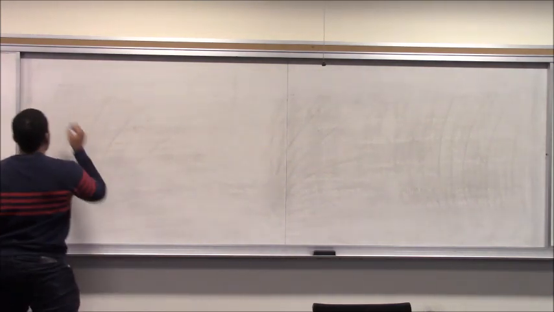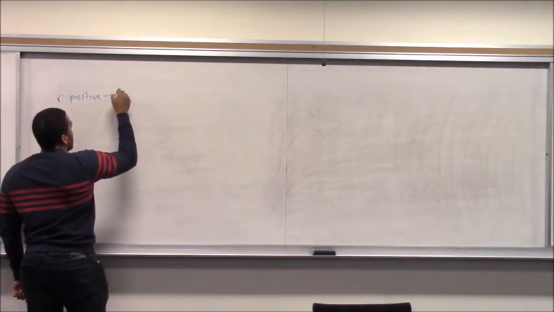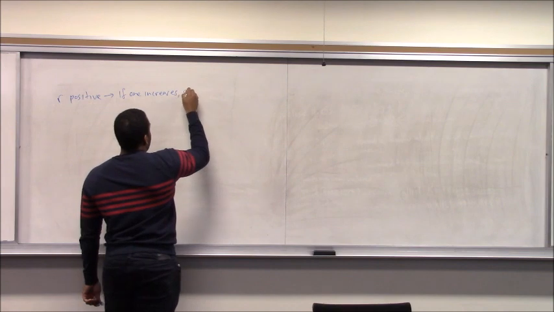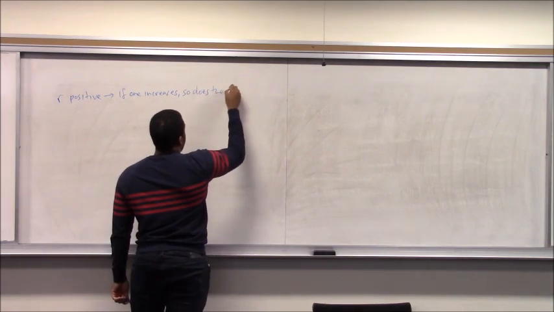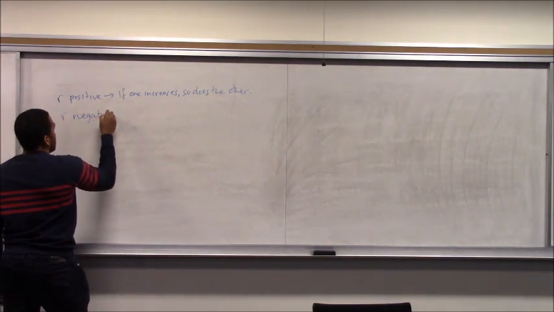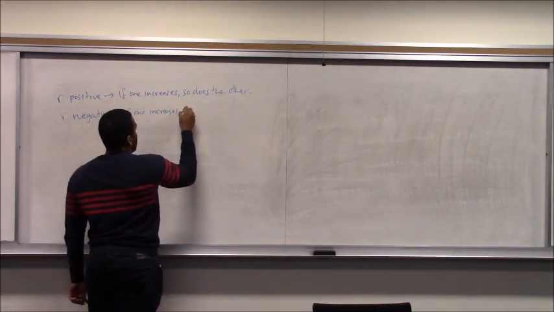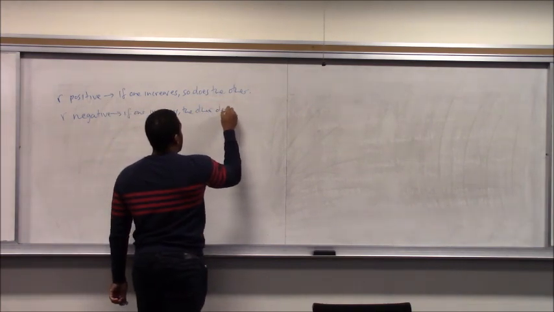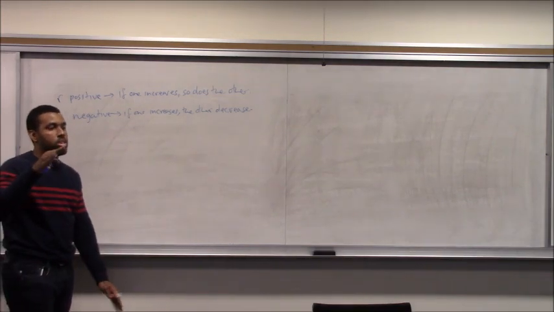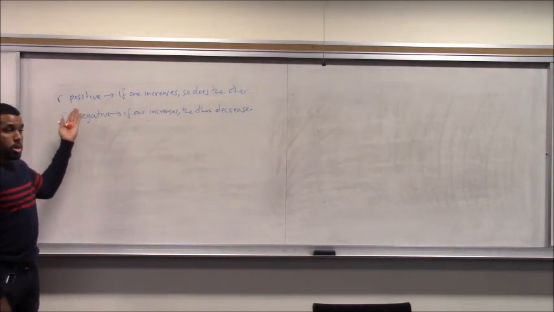So essentially, R positive means if one increases, so does the other. So that's another way you can look at it from a sentence perspective. R is negative means if one increases, the other decreases, right? So if they have the opposite movement, one goes up, the other one goes down, you say there's a negative correlation. If both go up at the same time or both go down at the same time, there's going to be a positive correlation.